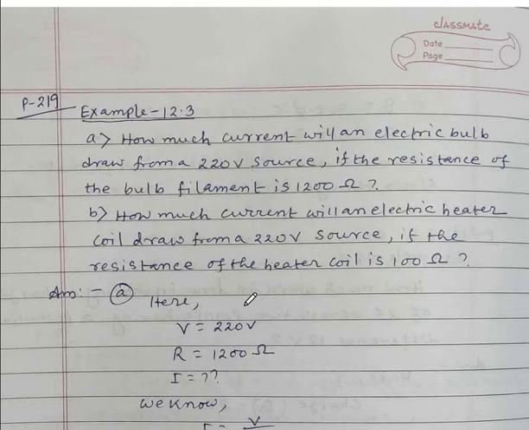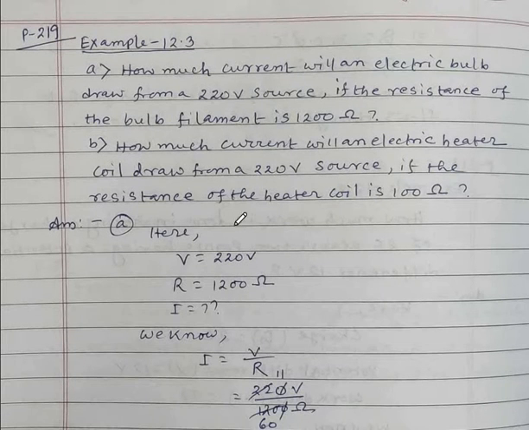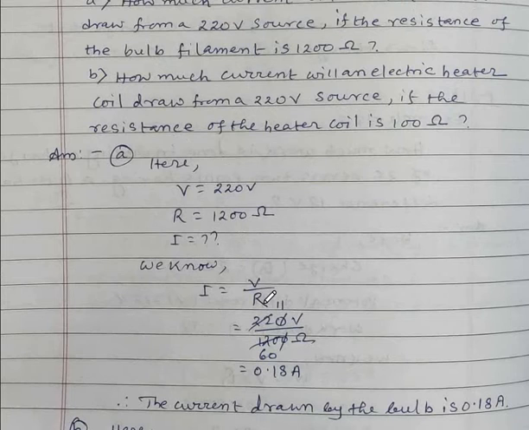So first answer, here V is equal to 220 volt. This V is the symbol for potential difference, voltage, and this V is for the unit volt. So here V is equal to 220 volt. R is the resistance, which is 1200 ohm. Current I, question mark. As per Ohm's law, we know that I is equal to V by R.